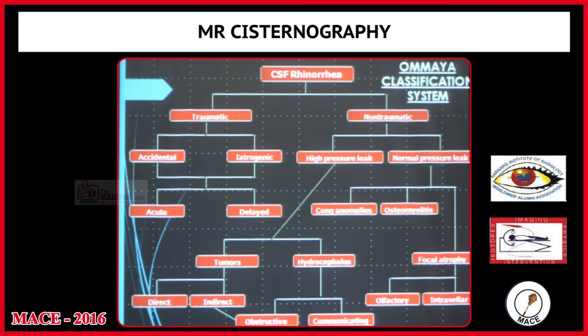So, because there are so many causes other than trauma in non-traumatic cases, whenever we are doing an MR cisternography, you have to do a routine brain to see the other structures, and along with that, you add 2 more sequences for the case of MR cisternography.